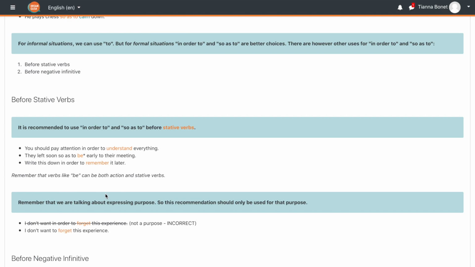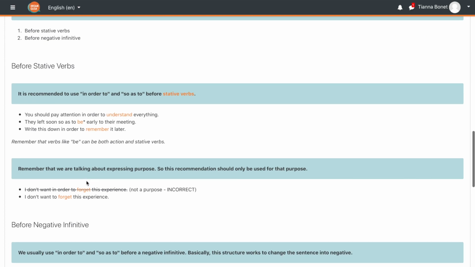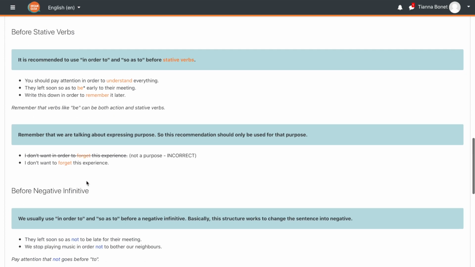Remember that verbs like be can be both action and stative verbs. In this situation, it is a stative verb. Remember that we are talking about expressing purpose, so this recommendation should only be used for that purpose. So you wouldn't say, I don't want in order to forget this experience. It is not a purpose, so it's incorrect. You would say, though, I don't want to forget this experience.